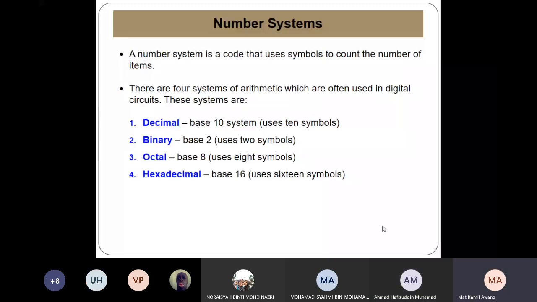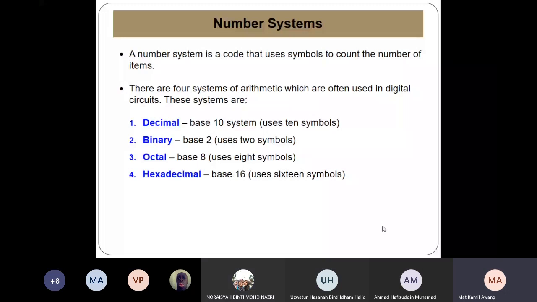And in this course, we are going to cover 4 number systems. The binary is base 2. So we use 2 symbols. What are those symbols? Base 2, what is the symbol? 0 and 1. What is the octal? 0 to 7. So 0, 1, 2, 3, 4, 5, 6, 7.